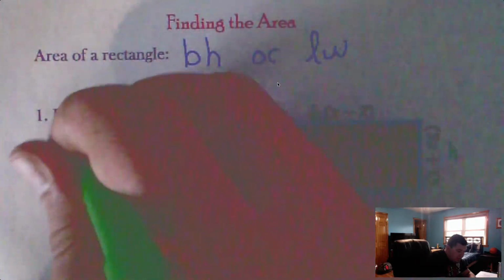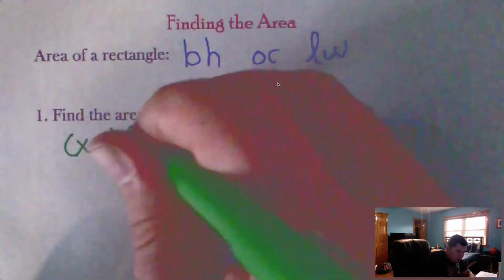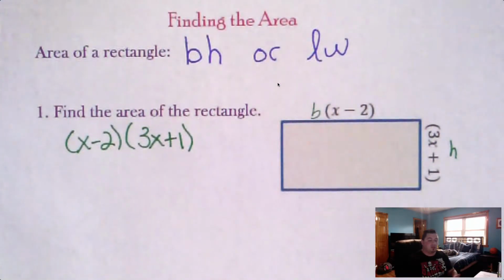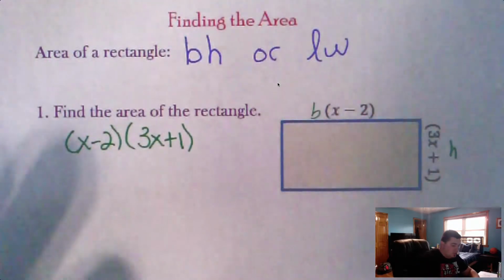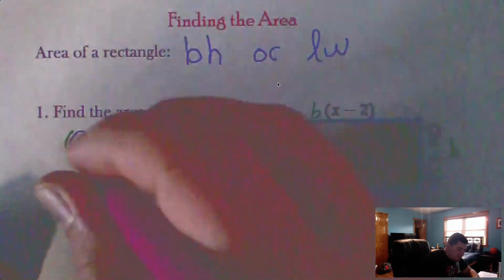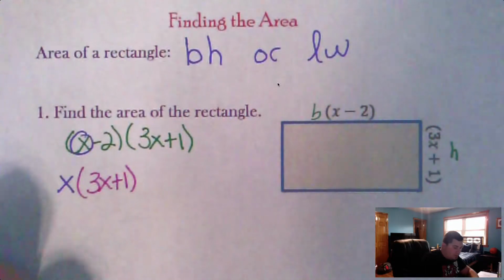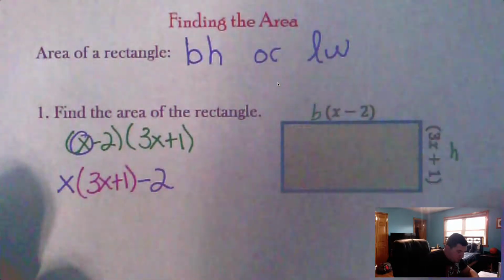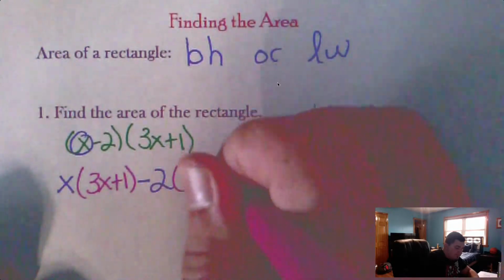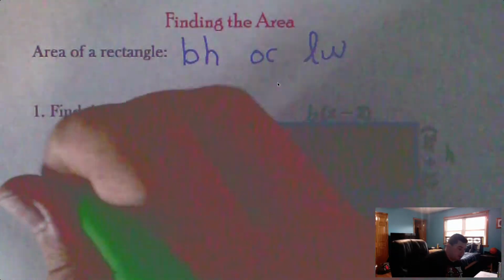So we're going to take x minus 2 times the 3x plus 1. And now from here, we're going to double distribute like we did above. So we're going to take the x times the 3x plus 1. And then we're going to take the minus 2 times the 3x plus 1. And then we're going to distribute and combine like terms.